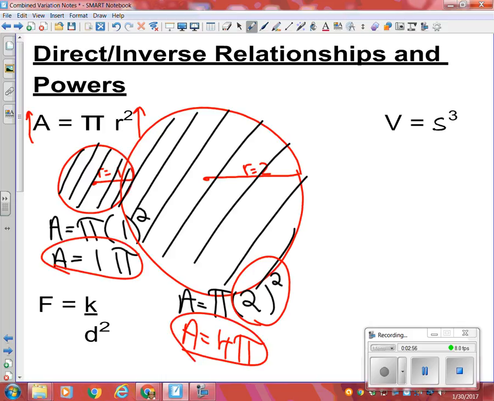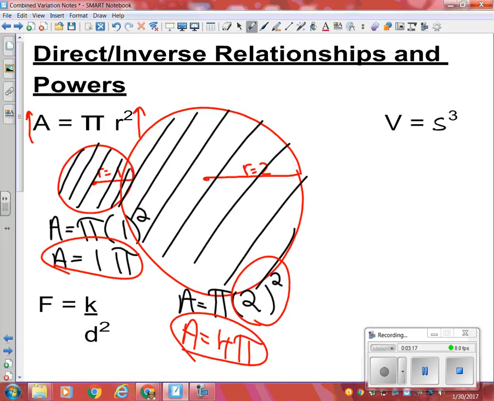Let's take a look at our answers. My radius doubled, right? My radius went from 1 to 2. It went up twice as big, right? But how did the area change? It went up not just once or twice as bigger, but 4 times bigger.